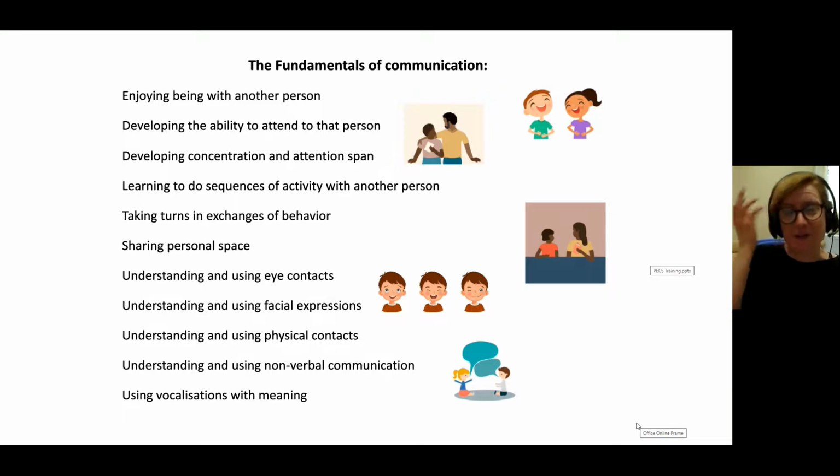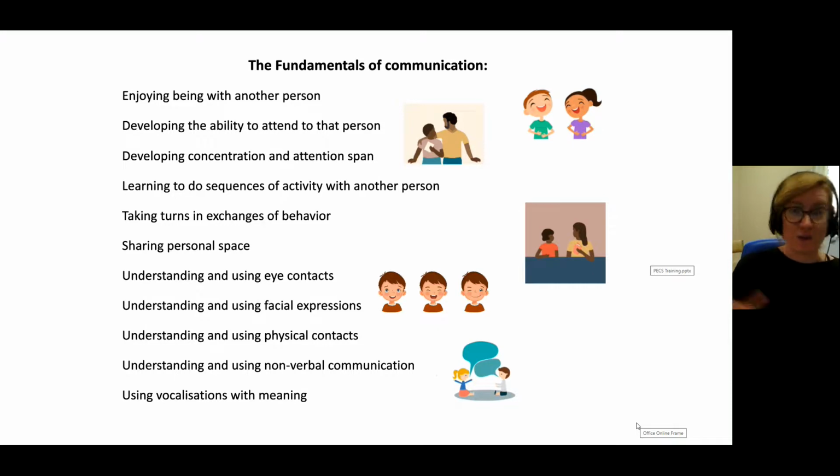So again, if we look at the fundamentals of communication, these really early communication skills that we hope to support a child to develop through giving them intensive interaction. We can see again that Sasha enjoyed being with another person, and this time he seemed to really, really enjoy it. He was smiling even more, and he was attending to Rihanna almost all the way through.